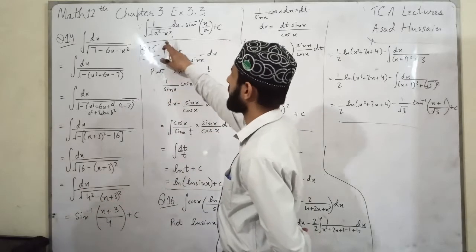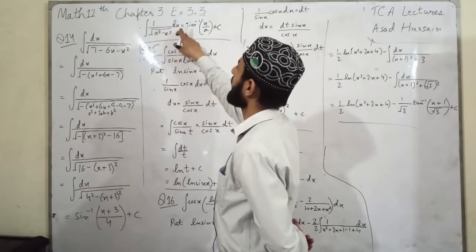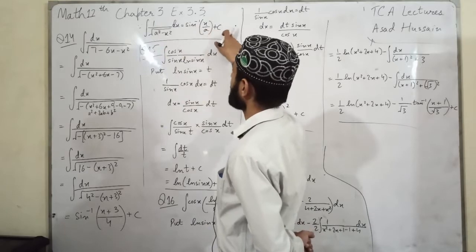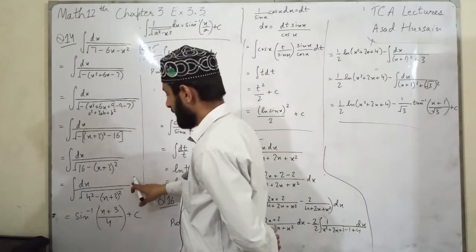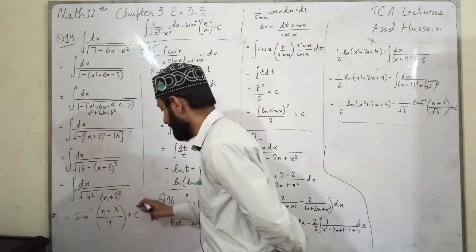Now using the formula, which is integral 1 over under root a square minus x square dx is equal to sine inverse x over a plus c, this value becomes sine inverse x plus 3 over 4 plus c.